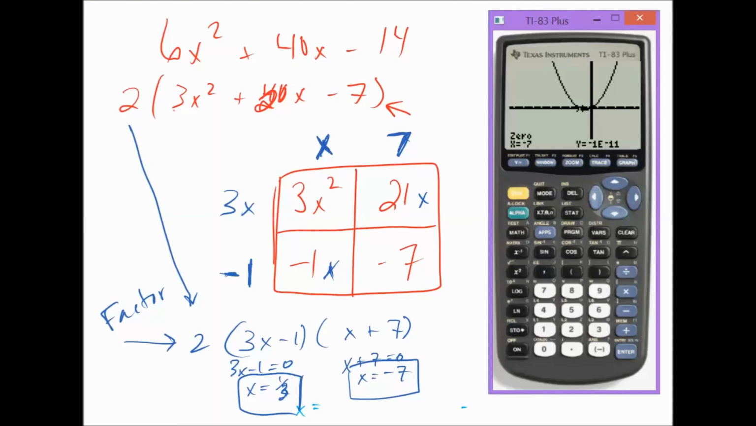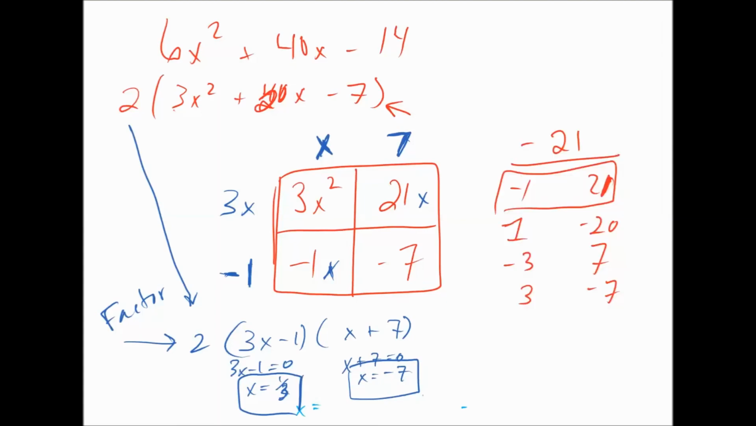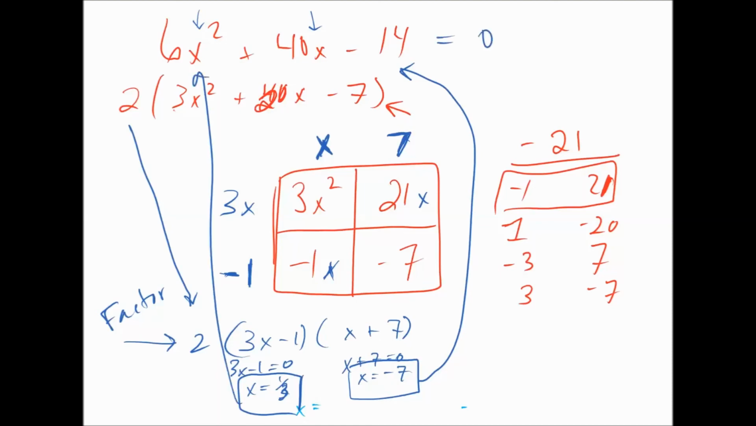Of course, the second way to check your answers would just be take them and try them out in this equation. So try out negative 7. Put a negative 7 here and a negative 7 here. Will it equal 0? Put a 1/3 here. Put a 1/3 here. Will it equal 0? Both of those should work.